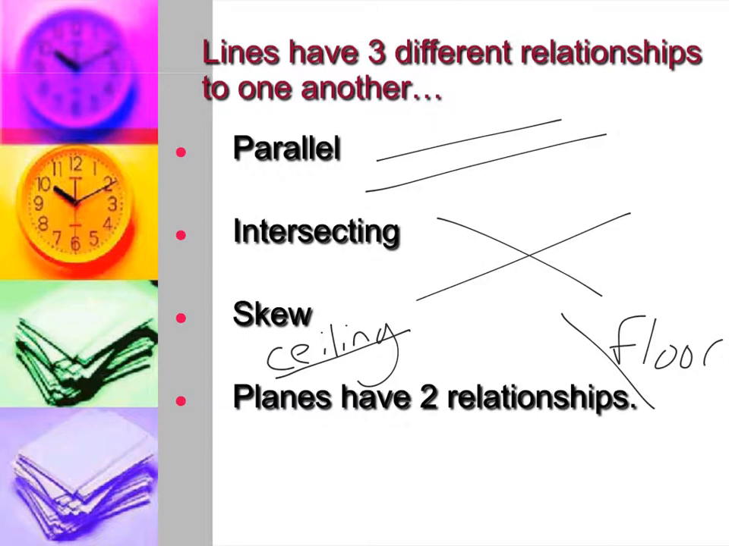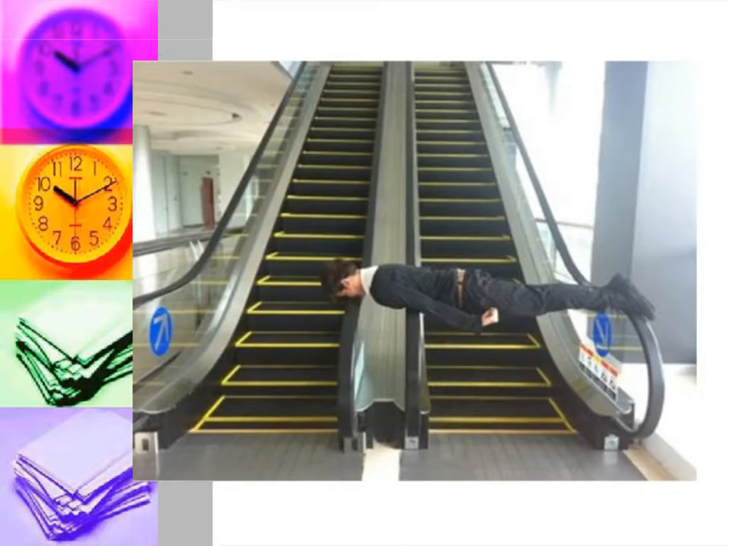Now, planes only have two relationships. They are either parallel or intersecting. Those are the planes there. Planes are either parallel or they are intersecting. That's about it. So we have this dude here planking on the escalator.